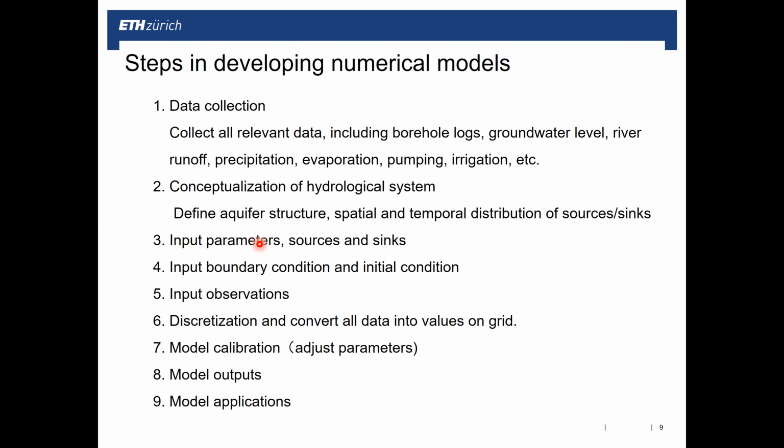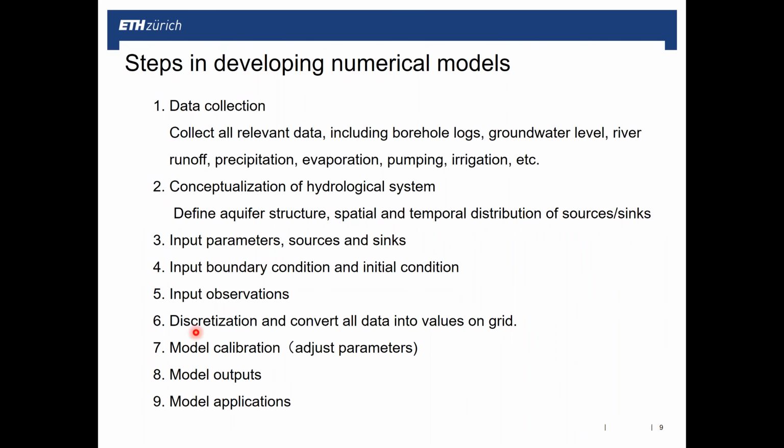So you have to define your aquifer structure, and know where to put your irrigation and where the pumping happens. And after you collect all these data, you have to input your parameter values and the real data in time and space for your pumping or precipitation, and then you input the boundary values and the initial conditions. And of course, you also have to input your observation data. This is important to calibrate the model.